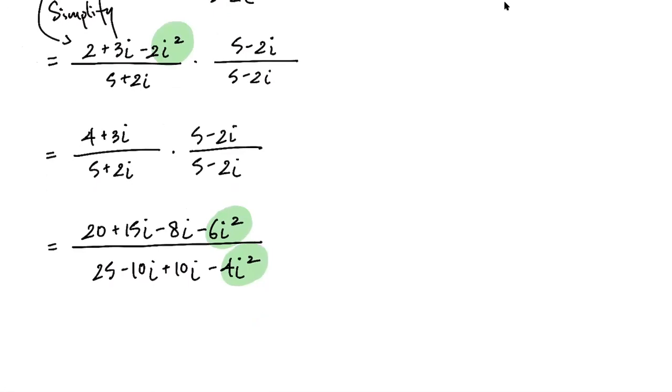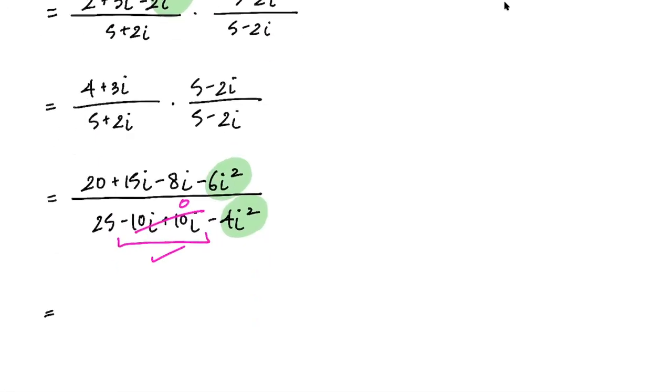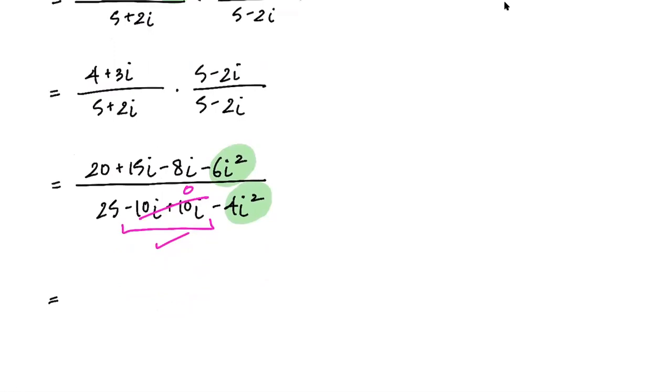And did all the i's go away on the bottom? Yep, those went to 0. Woohoo! So I've achieved my goal. I now no longer have i's on the bottom. So what does this give us? Well, 26 plus 7i on the top.